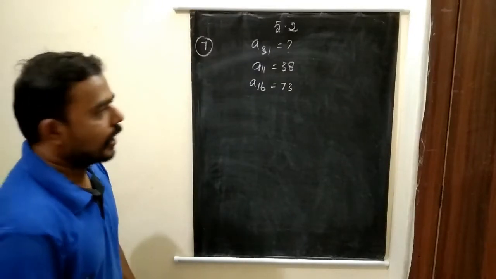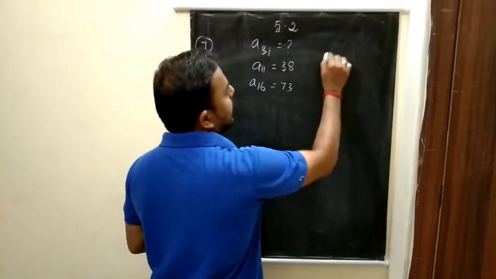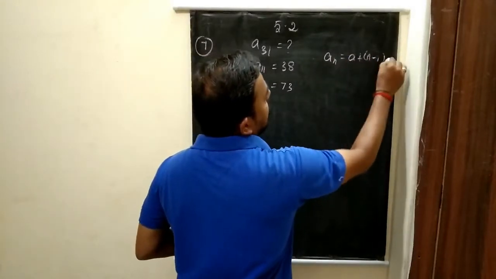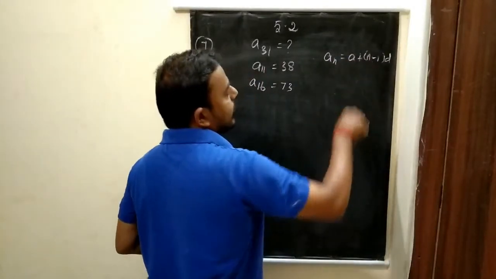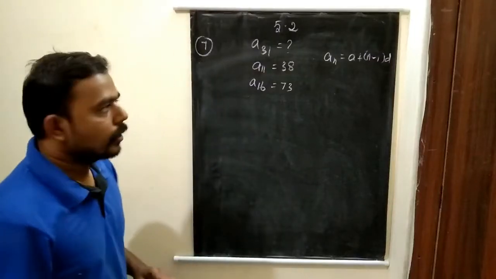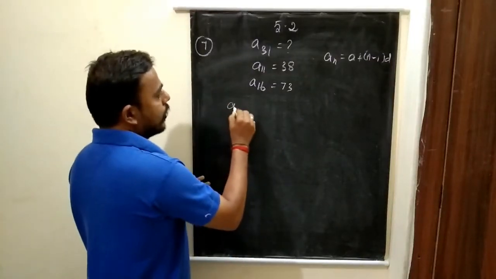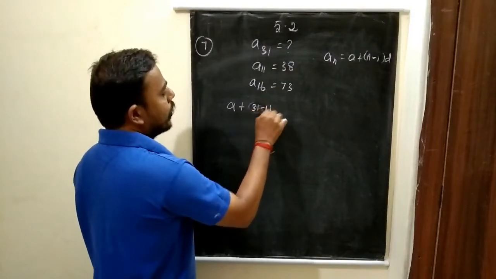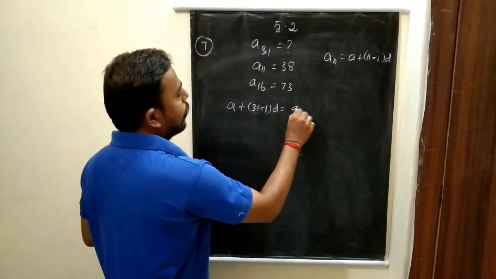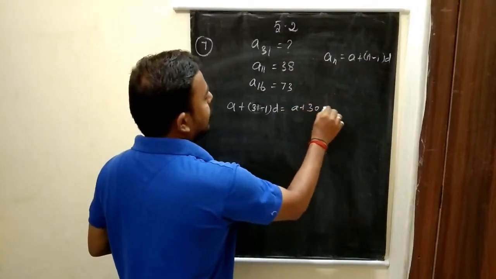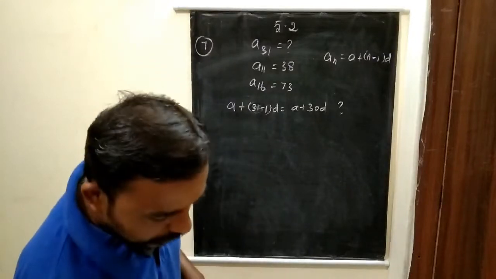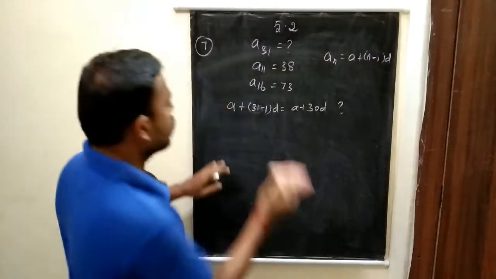Now just analyze the nth term: an equals a plus (n minus 1) into d. Here, n minus 1. So we need a plus 30 into d, that is, 31 minus 1 into d, equal to a plus 30d. This is what we need.